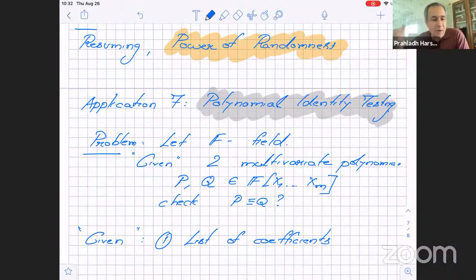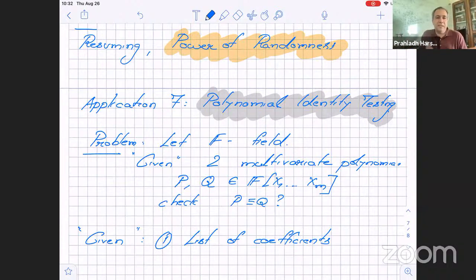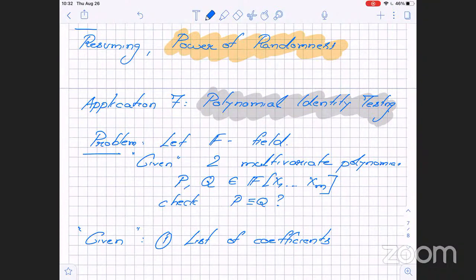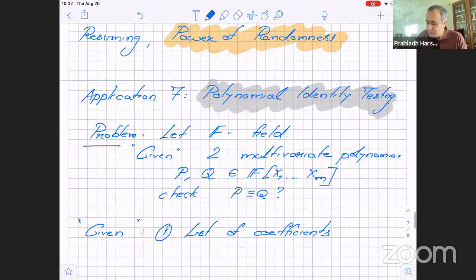To motivate yourself, think of your univariate setting also. It's trivial, right? You just compare. You just look at this list and that list and check coefficient by coefficient if they are the same. So if this is what given means, this is trivial. In this case, the problem is trivial. So this is not what I mean by given at all.